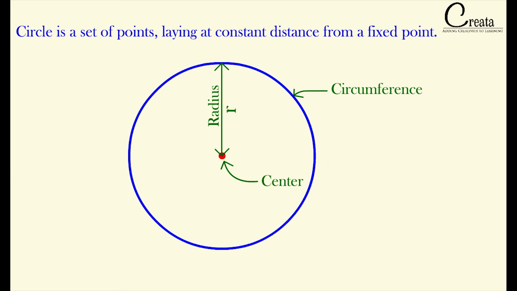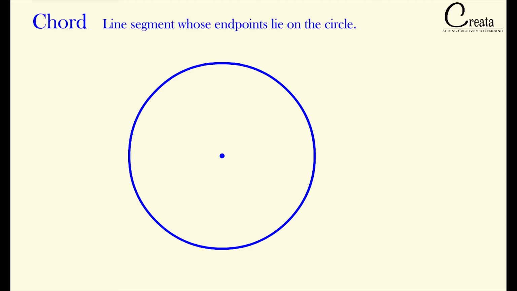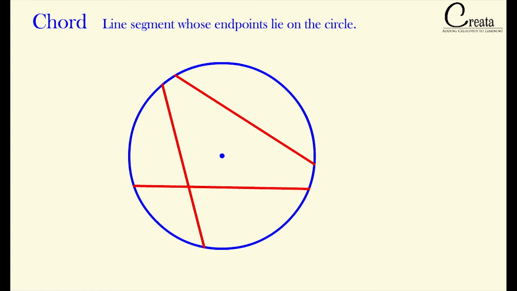Moving further, next is chord. Any line segment whose endpoints lie on the circle is called a chord. Means if you take any 2 points on the circumference of the circle, the line joining these 2 points is called a chord. There can be many chords in the circle. You just have to join any 2 points lying on the boundary of the circle. These are all chords.